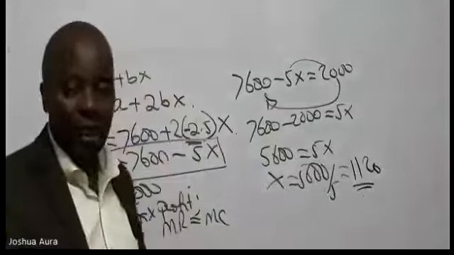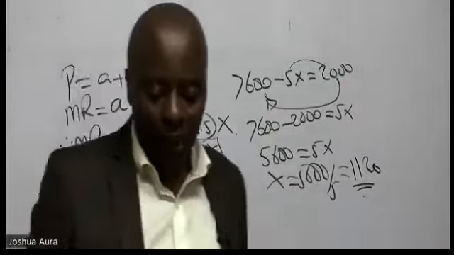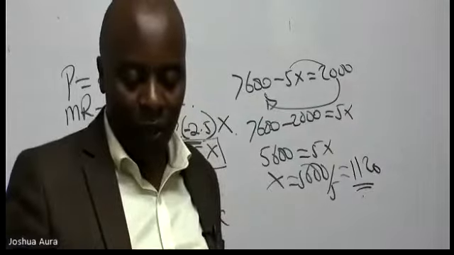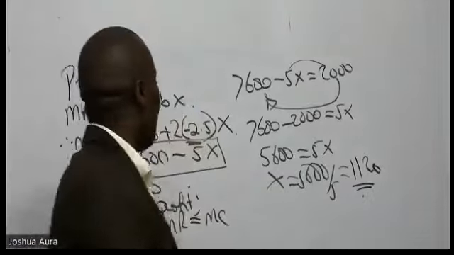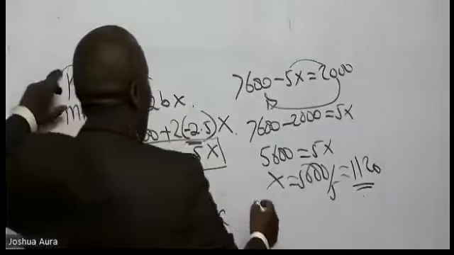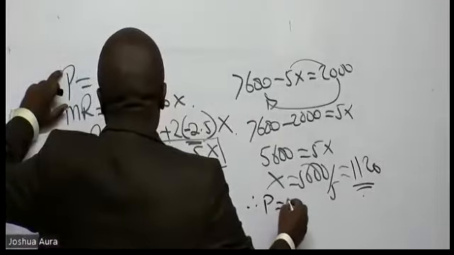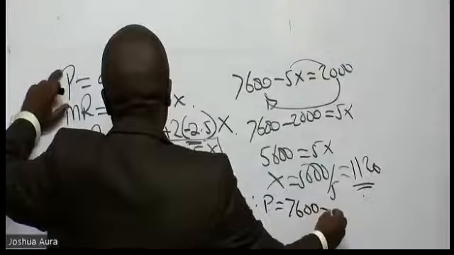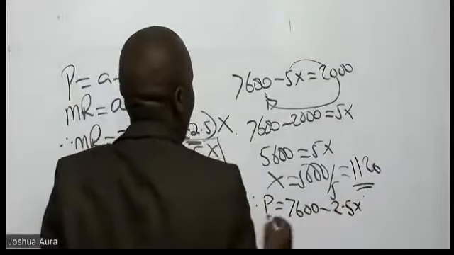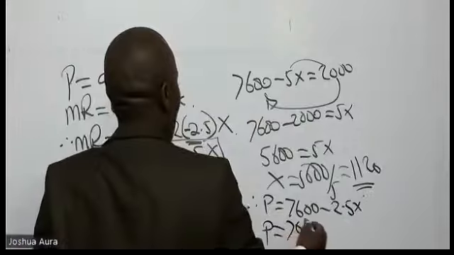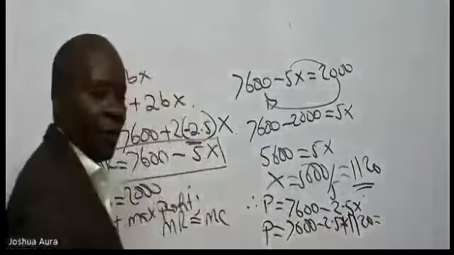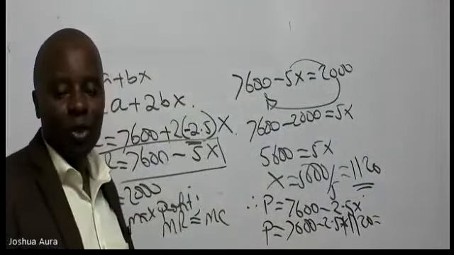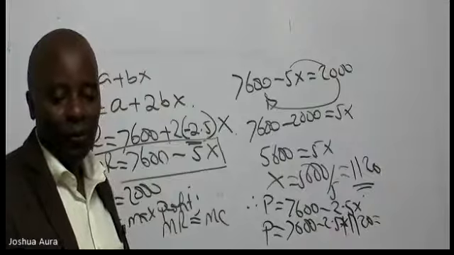So having gotten that as our X figure, please read again. They want the fees. Fees is the same as what here? The price. So they want price, and we know the price function. Our price function was 7,600 minus 2.5X, which means price is 7,600 minus 2.5 times 1,120, which will end up giving me what figure at the end of the day as my fees? 4,800.